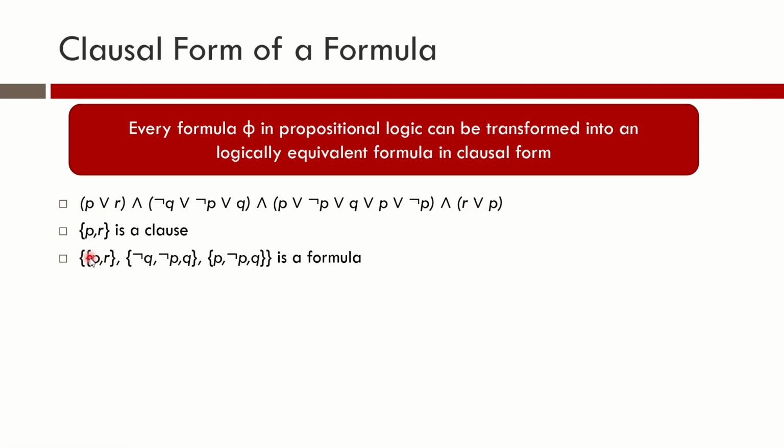Okay. And see, this formula is actually considered as an implicit conjunction of its clauses. A clause is considered as an implicit disjunction of its literals, and a formula is considered as an implicit conjunction of its clauses. This is (P or R) conjunction (negation Q or negation P or Q).